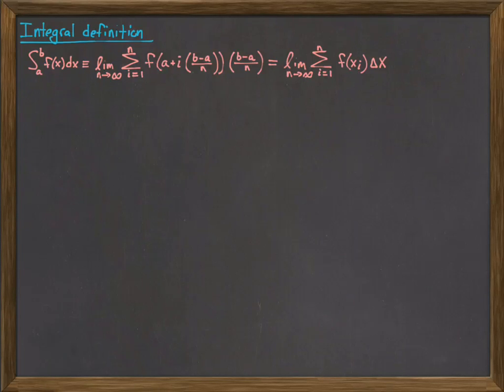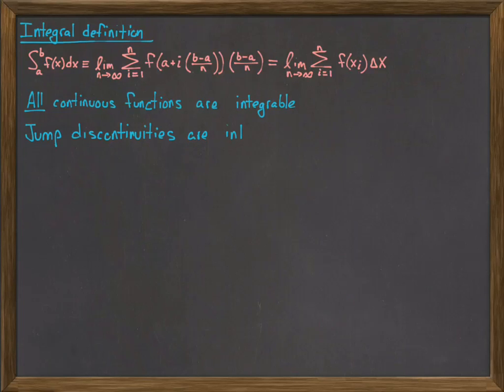In terms of which functions you can take integrals of, all continuous functions are integrable. The one that people forget: jump discontinuities are integrable as well. Vertical asymptotes, another kind of discontinuity, are not integrable. So if you have your function going off to infinity, you can't calculate the area under that.